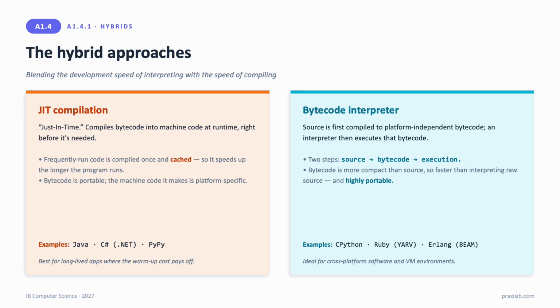This means a JIT program gets faster the longer it runs. The trade-off is a little slowness at the start, while it warms up. Java and C# work this way. Now look at the right side.